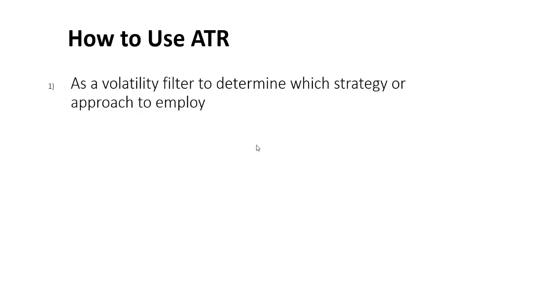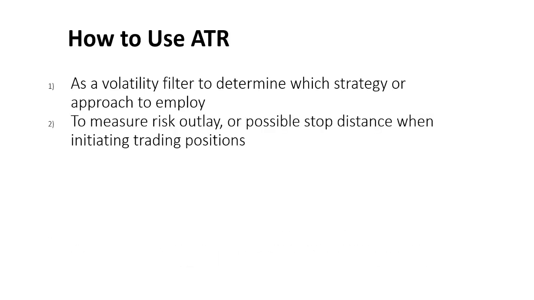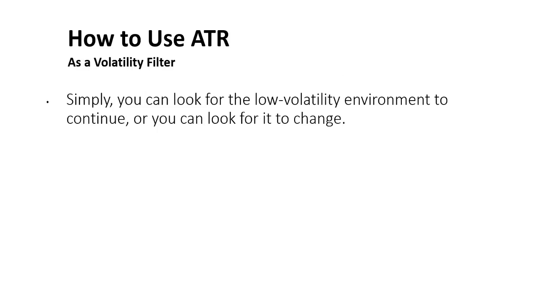So now let's look at how to use it. You have 2 ways of using ATR. The first way is as a volatility filter, and the second way is to measure risk. So you can use it as a filter or to measure risk. Let's first of all check how to use it as a filter.